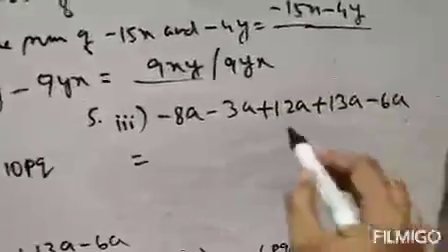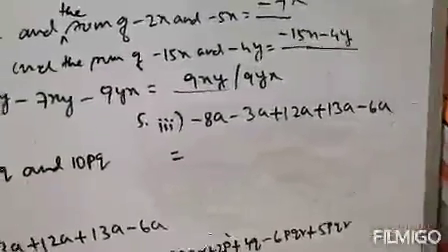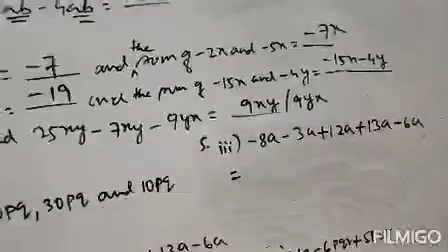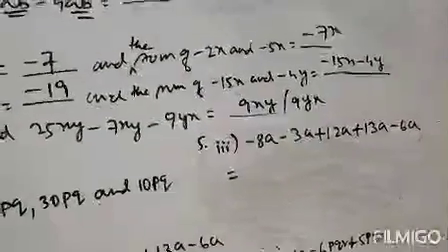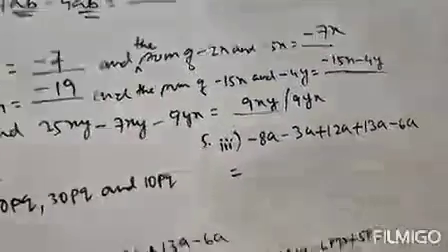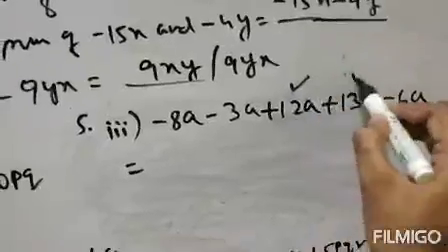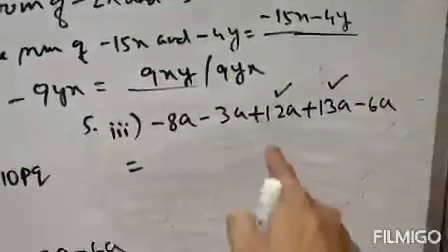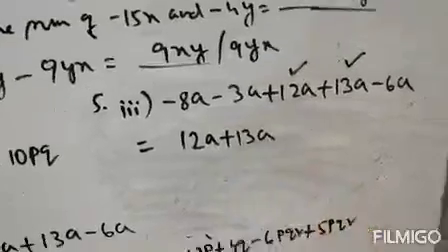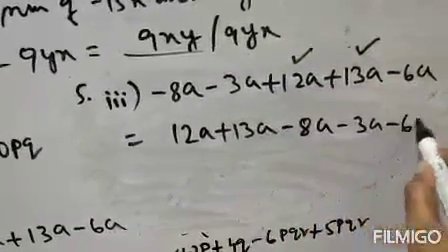terms according to order. That means you can arrange the positive terms first, then the negative terms, because positive terms will operate first before negative terms. That is the rule of BODMAS. So using that rule you can easily solve this question. So this is the positive terms, 12a and 13a. So just write positive terms first followed by negative terms. That means minus 8a minus 3a minus 6a.